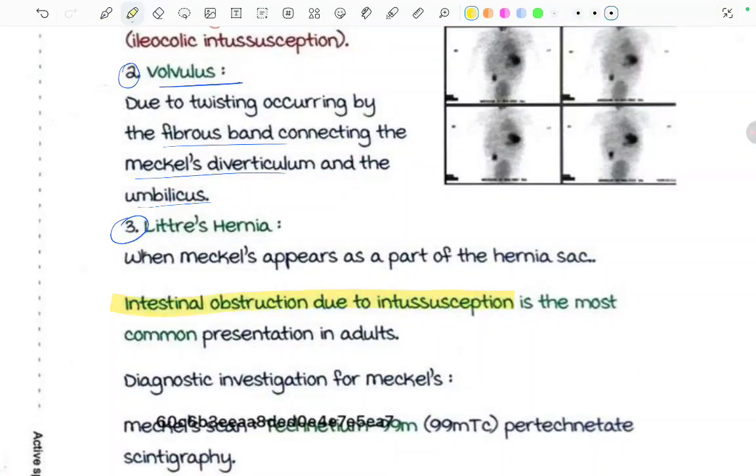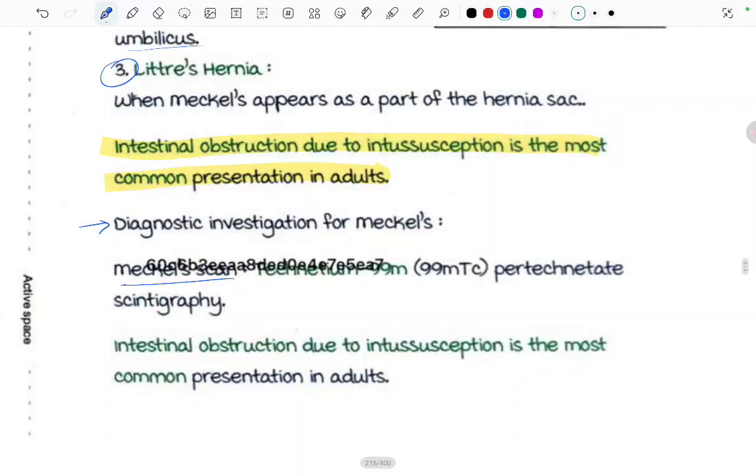Fine. Diagnostic investigation for the Meckel's is Meckel's scan, that is technetium 99m scan or the pertechnetate scintigraphy. Intestinal obstruction due to the intussusception is the most common presentation in the adults. That line we just already read.